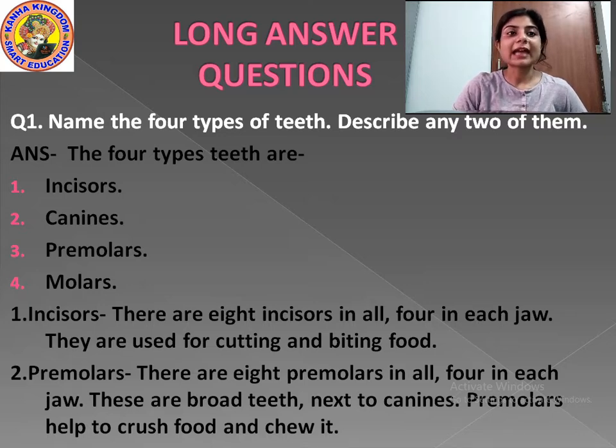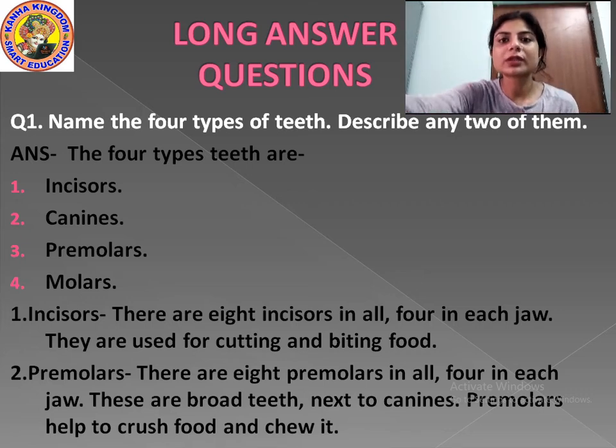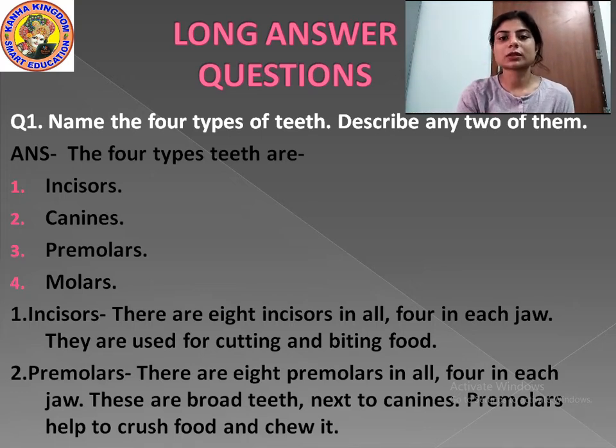And what does the incisor do? And how many incisors are there in our mouth? There are 8 incisors in all, 4 in each jaw. Yes or no? 4 in the upper jaw and 4 in the lower jaw. The front 4 teeth inside your mouth, those are incisors. They are used for cutting and biting the food.